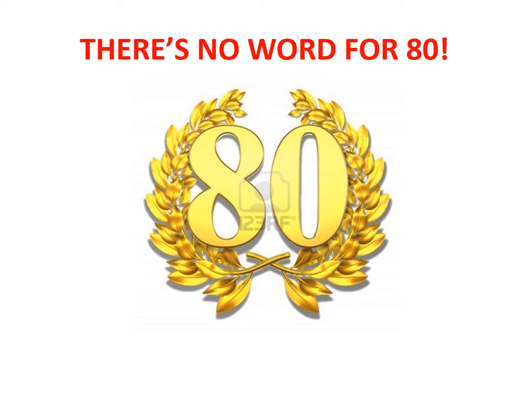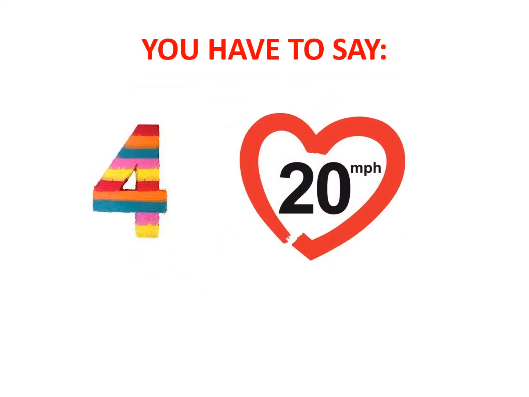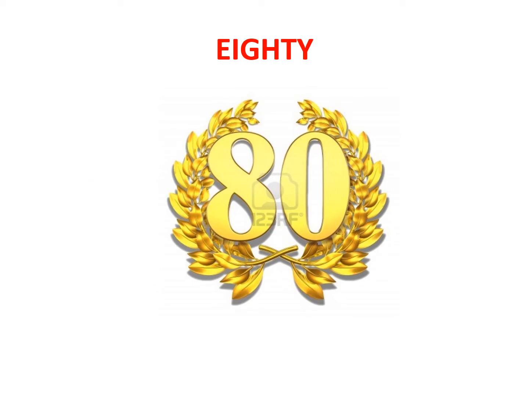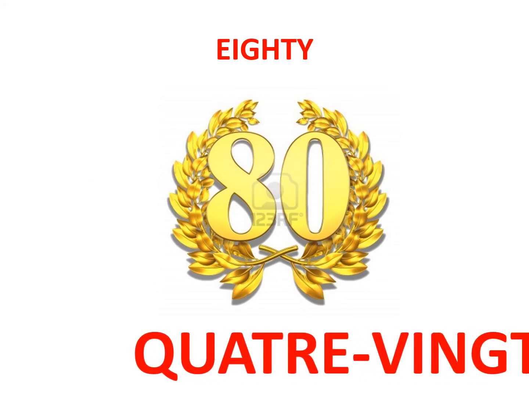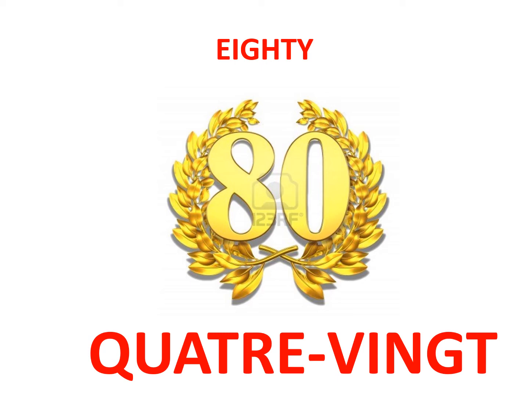80, there is no word for 80 actually. So in fact you are doing math. You're doing 4 times 20. 4 times 20 is 80. So in French, 80 is 80. 4 is 4. 20 is 20. It works, doesn't it? 4 times 20 is 80. And then you will move on.